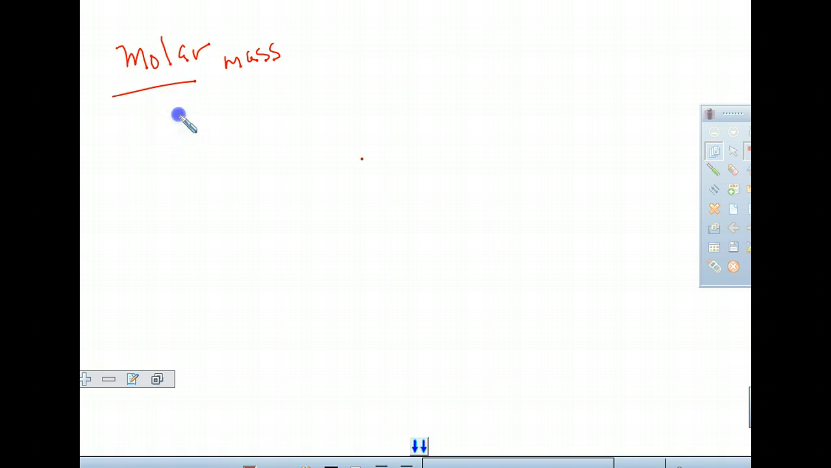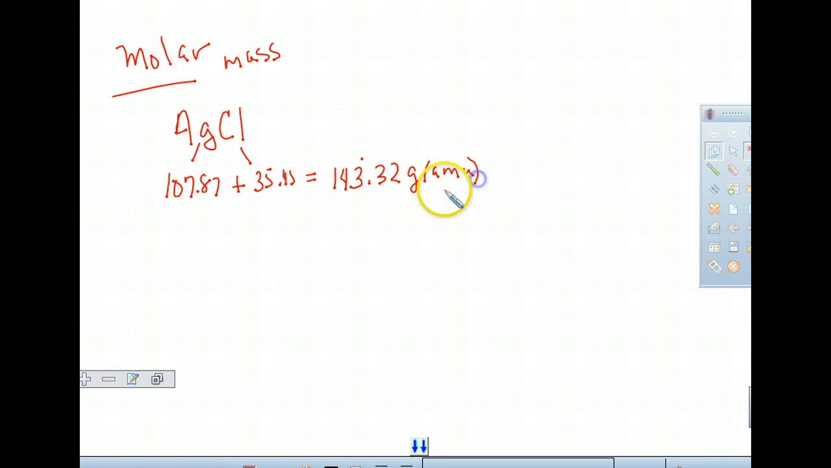For example, if I have silver chloride, I would know that there is one silver, one chlorine, and I would add up the appropriate masses. Look on my periodic table. I will see that this is 107.87. Chlorine is 35.45, and it is grams or atomic mass units. If I add these together, I will get that silver chloride has a molar mass of 143.32 grams, or AMU in this case.